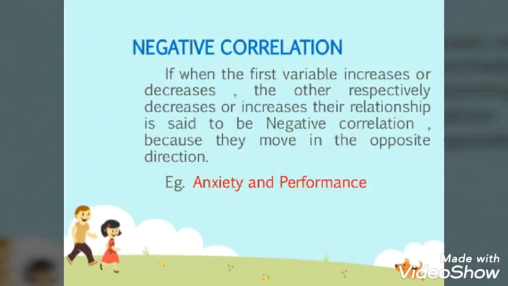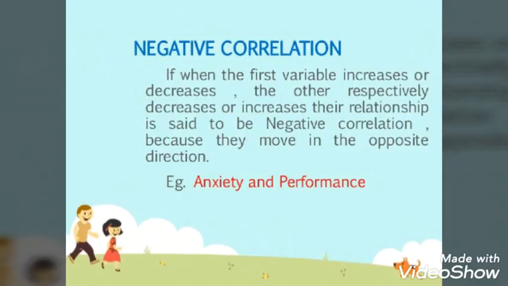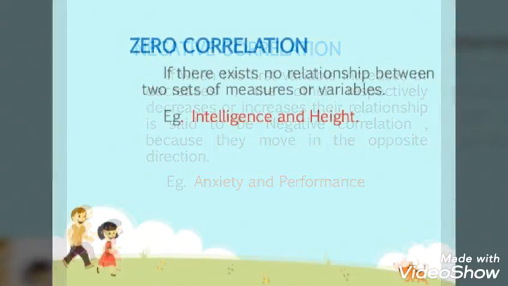Like you can see here the example, anxiety and performance. Whenever the person gets anxiety, it is obvious the performance will get slow or lower. This is the relationship they are showing. Then we'll see the zero correlation.